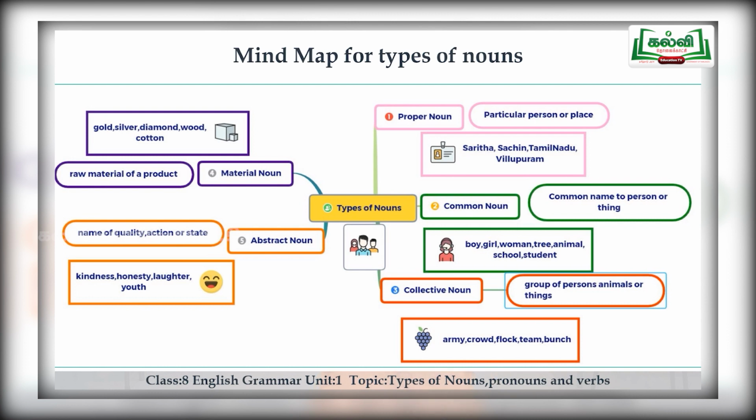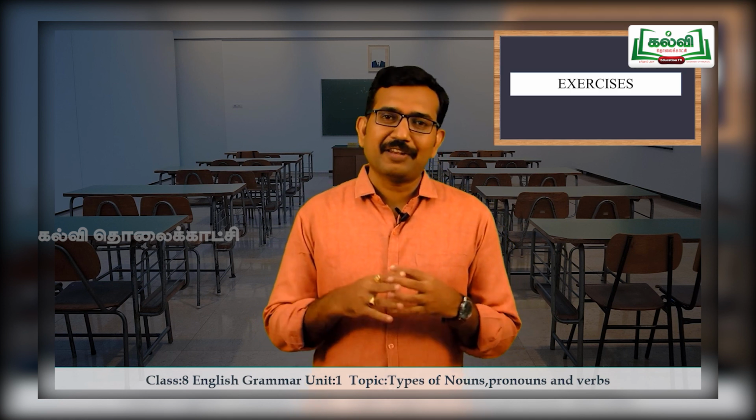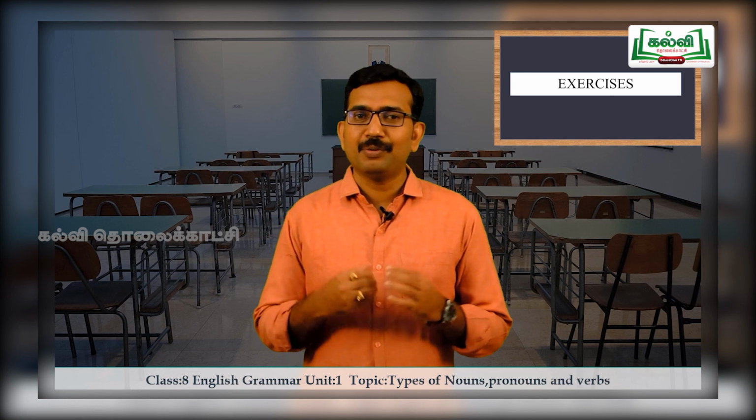It's a raw material of a product. Example: gold, silver, diamond, wood and cotton. Abstract noun, name of a quality, action or a state: kindness, honesty, youth, childhood, etc. These are the types of nouns we have learnt. Can you recall what the types of pronouns are which we have learnt? Okay, you are right. And we have also seen two types of verbs. Yes, that's right. And I am going to give you some exercises, and you can find these exercises in your book as well. If you want to check your answers with your textbook, you can also do that.